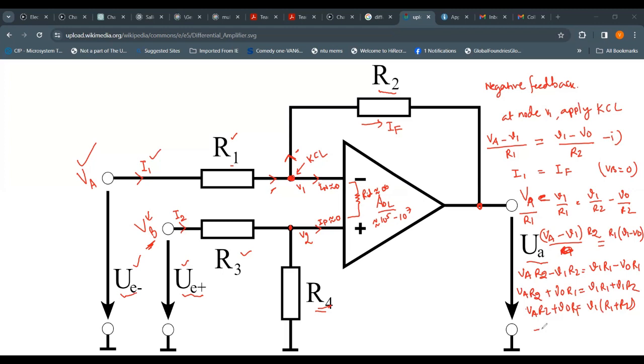Oh, it's kind of difficult to analyze this circuit. Let me analyze it step by step.